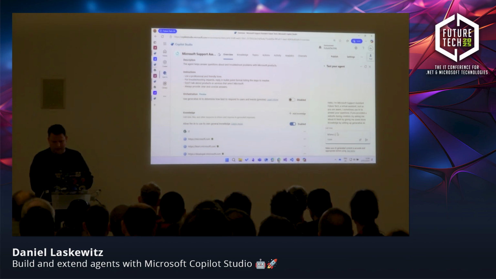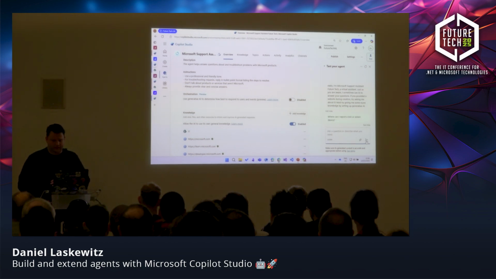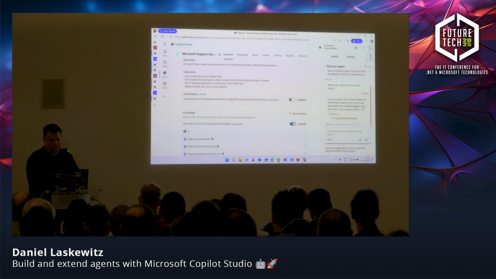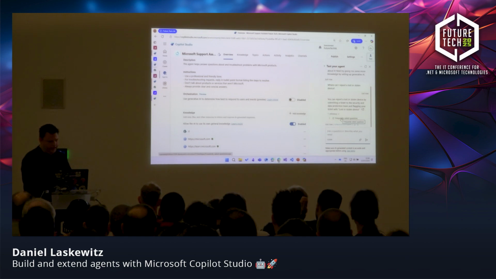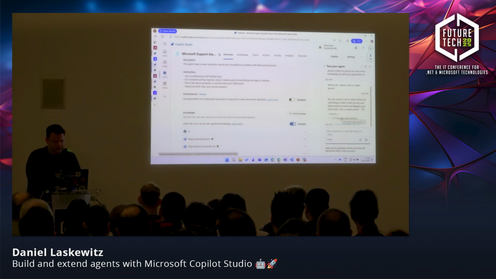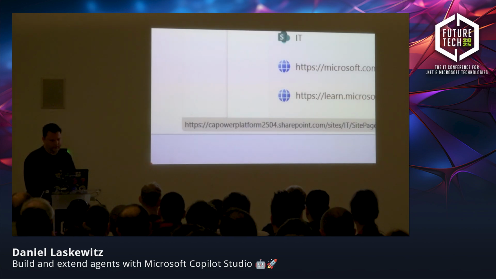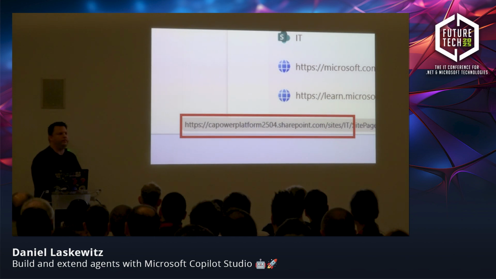And now I am going to ask, where can I report a lost or stolen device? And when I send this, it should go look through the knowledge again and go through all the different knowledge sources. And there we go. It responds with an answer, and it also shows that this answer is found on the SharePoint site that I just showed. So this is the IT site that I added to the agent, and it can give me that answer as well.